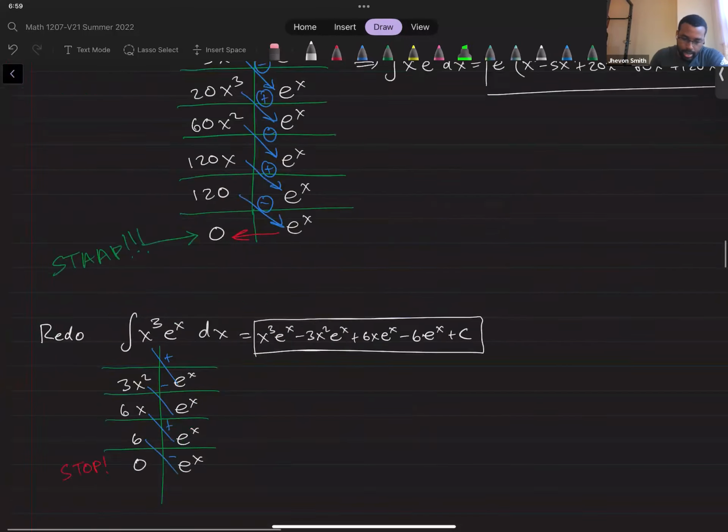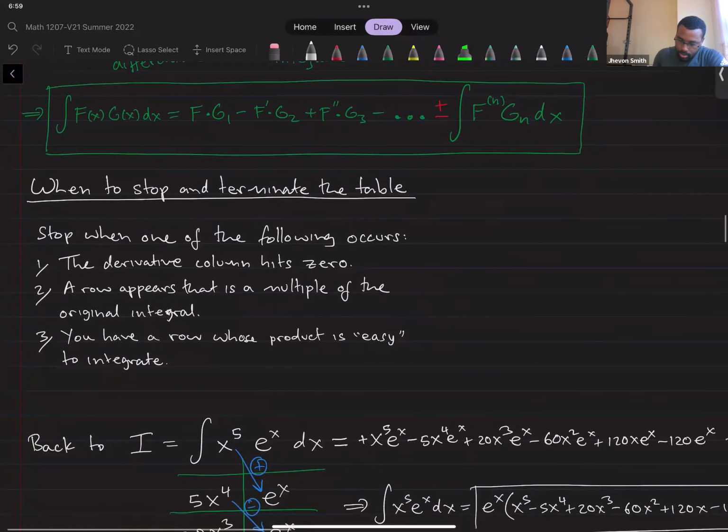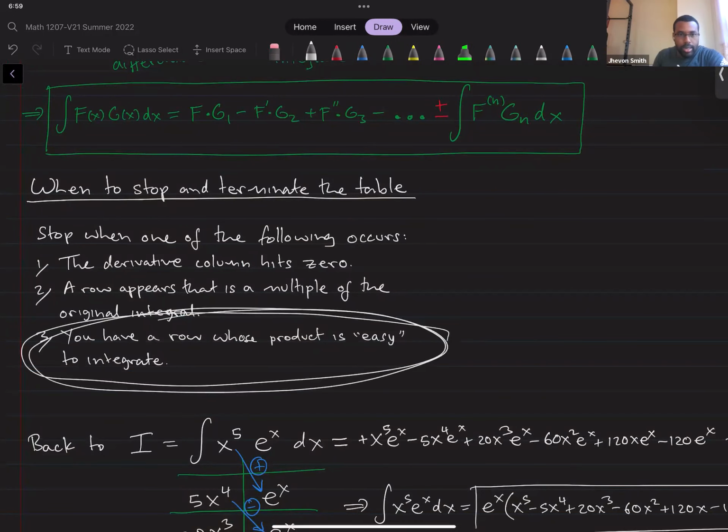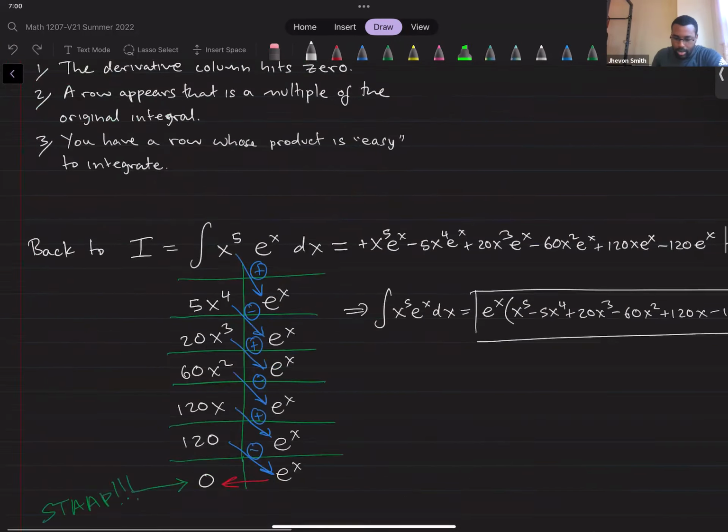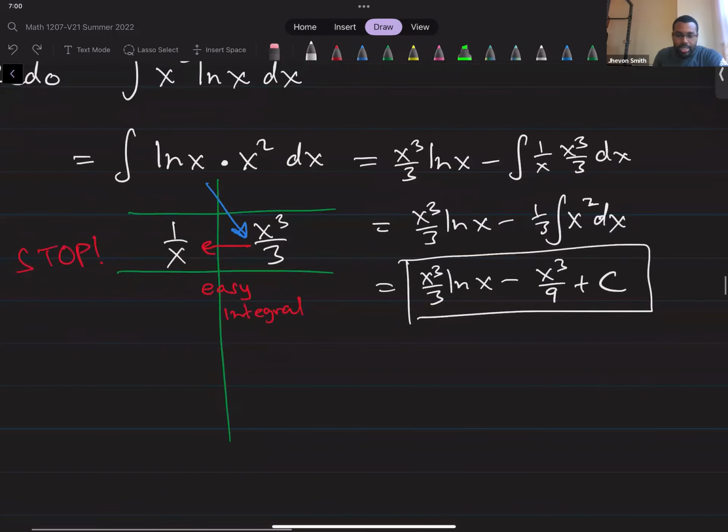So that's like, yeah, that's item 3 here, right? You end up with a row that's easy to integrate. So why don't go any further? Technically, you could go further. It wouldn't really help you though, because I see a row here. Oh, if I just multiply across, it's easy to integrate. Just stop.